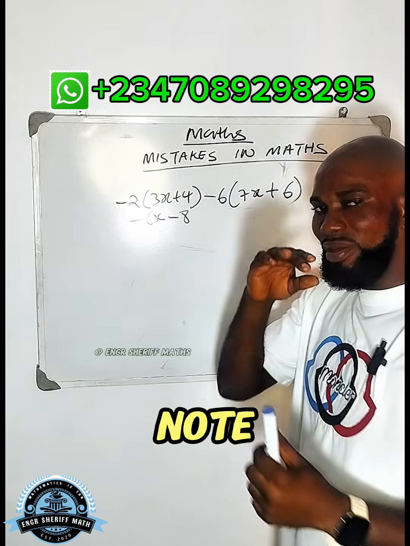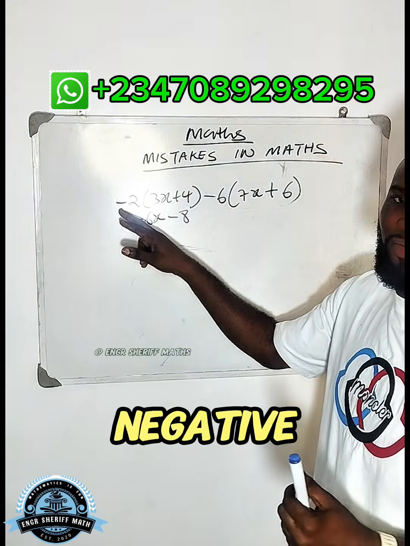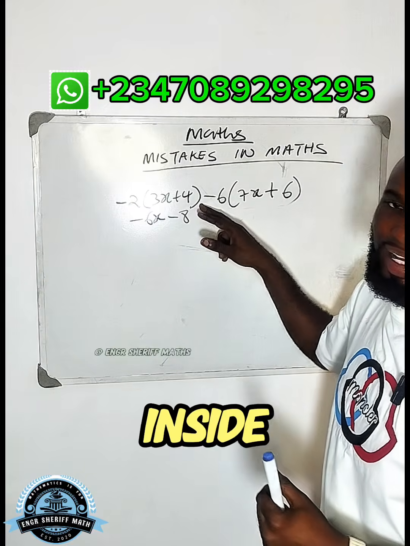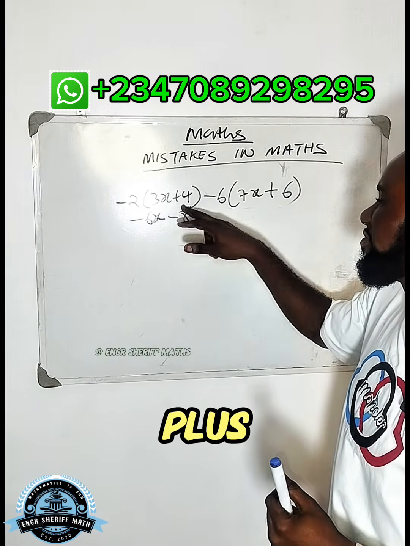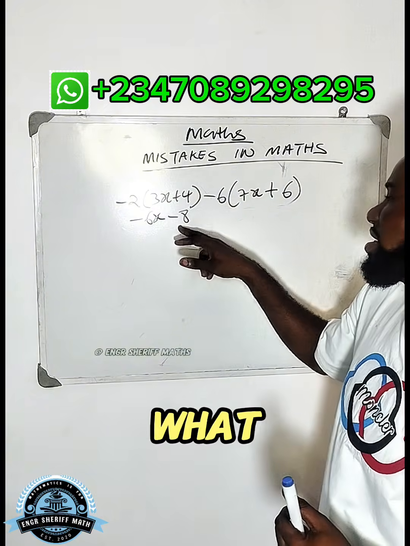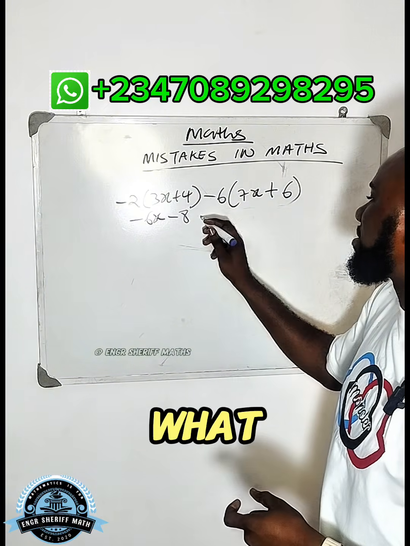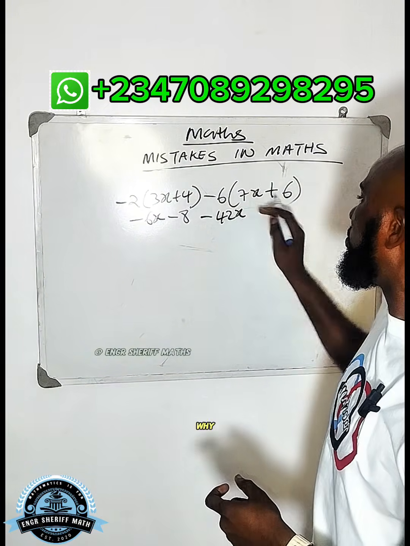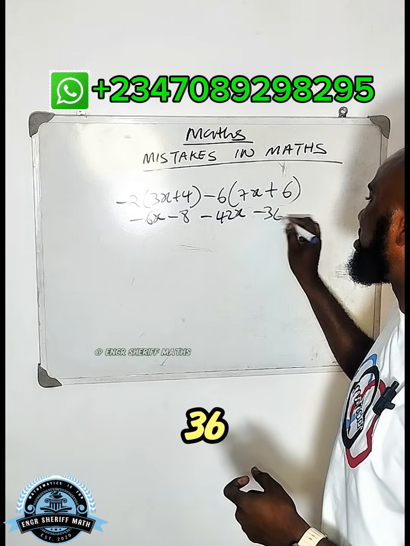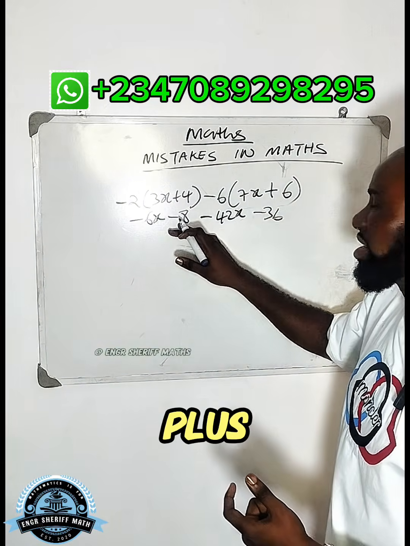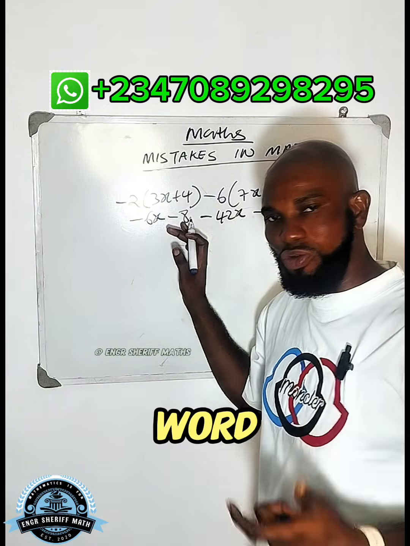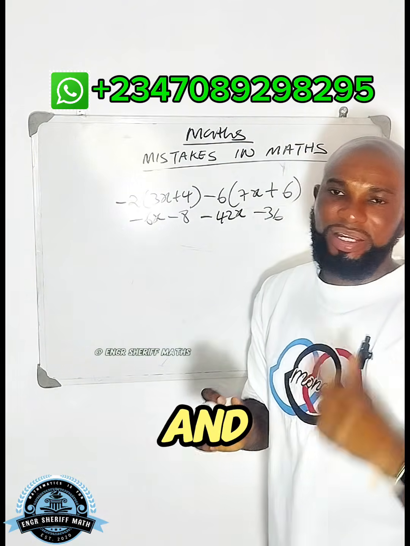Take note, when the sign outside is negative, it's going to change the signs inside. So since here is 3x, it's going to change to negative 6x. Here, as plus 4, it's going to change to negative 8. As well as here, it's going to be minus 42x, while here will be minus 36. Look, if I make the mistake of having plus 36 here and plus 42x here, that simply means your answers will be wrong. So be very careful with all this.